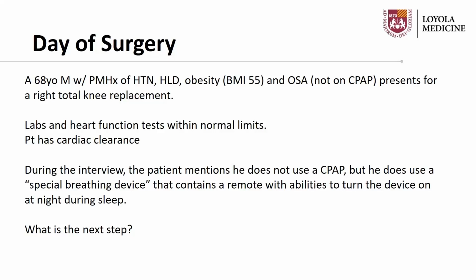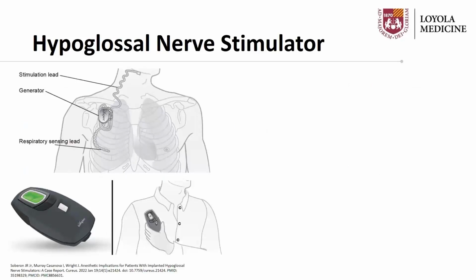So likely this patient is presenting with a hypoglossal nerve stimulator, which you can see in this image. In this diagram, you see the nerve stimulator implanted under the patient's chest with a remote that comes with the device as well. These devices are indicated as an alternative treatment for obstructive sleep apnea. It's also known as Inspire, as that's the name of the company. As of 2021, there are more than 17,000 of these devices available. So even today, you're likely to see a lot more.